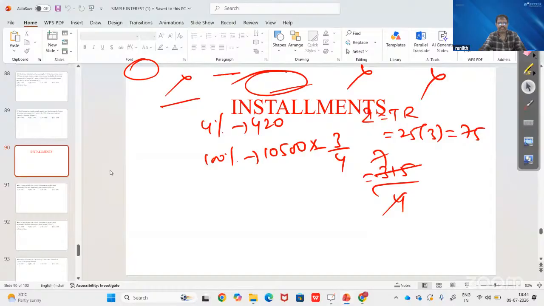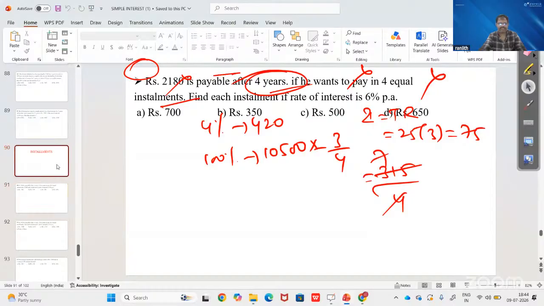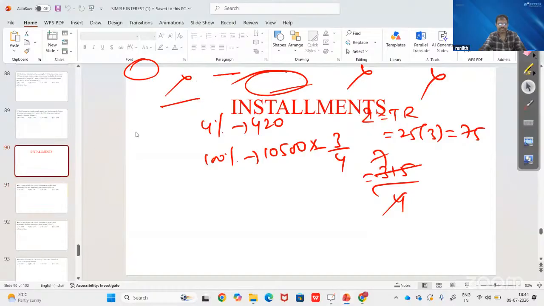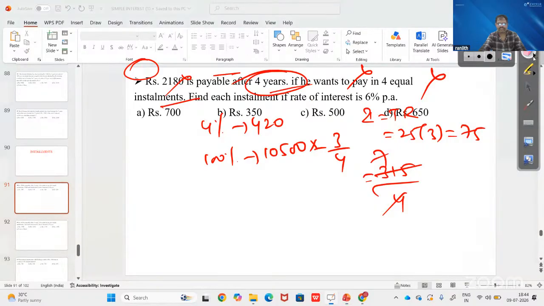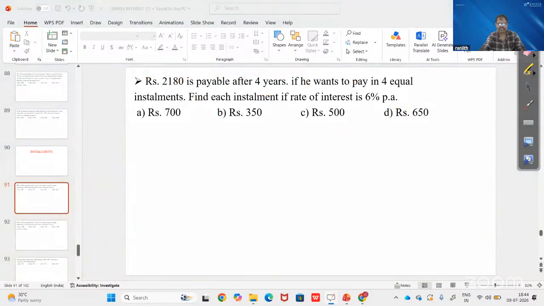Installment questions in SI. Installment is nothing but whether it is increasing or decreasing. If the initial year is 100, the next year will be increasing, or else the first year is 110 and the second year will be decreasing some more. So just look at some basic question here.